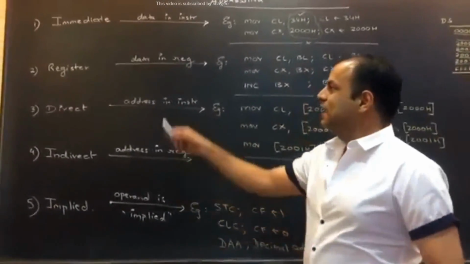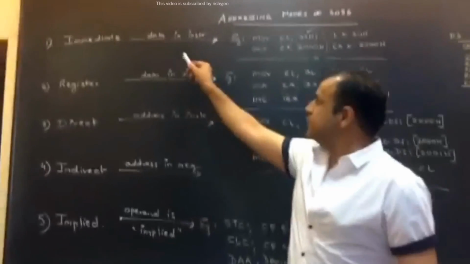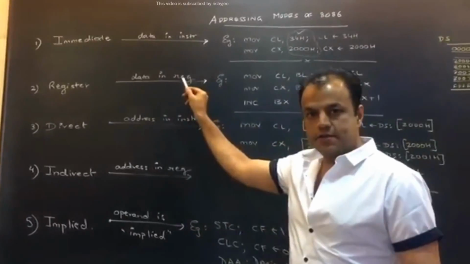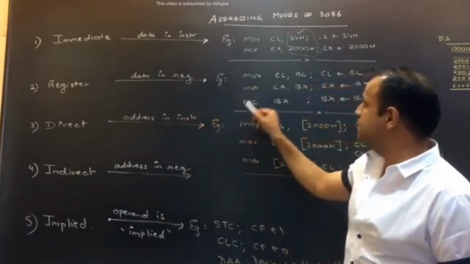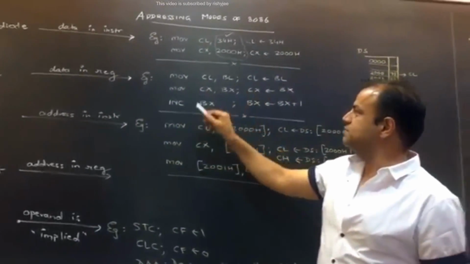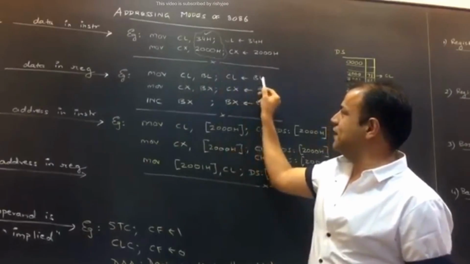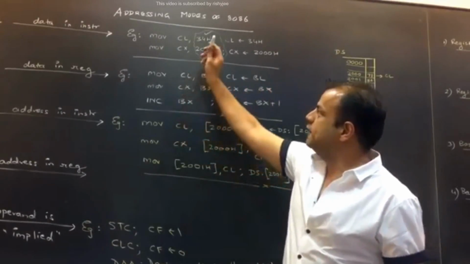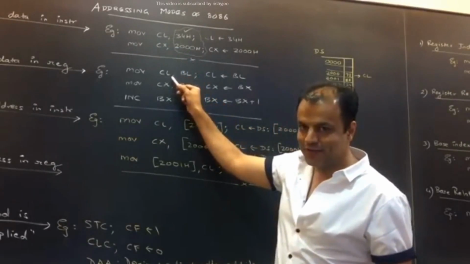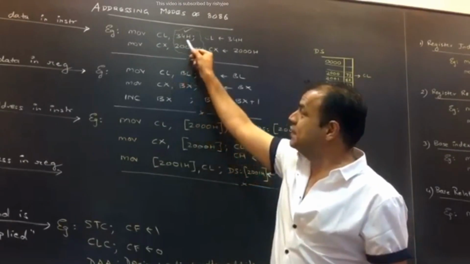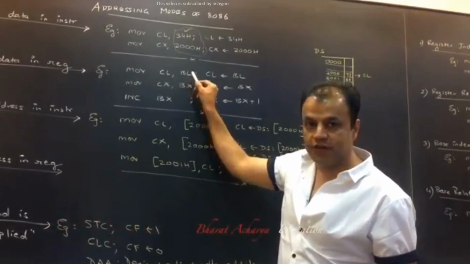Now, the next one, register addressing. Instead of giving data in the instruction, we are going to give data inside a register. The data that we want to operate on, we are giving it using a register. Example, move CL comma BL. When you write move CL comma BL, CL gets the value of BL. Listen carefully. Here also who is getting a value? CL. Here also who is getting value? CL. The difference is, here we have given the data in the instruction. Here we are giving the data using a register.